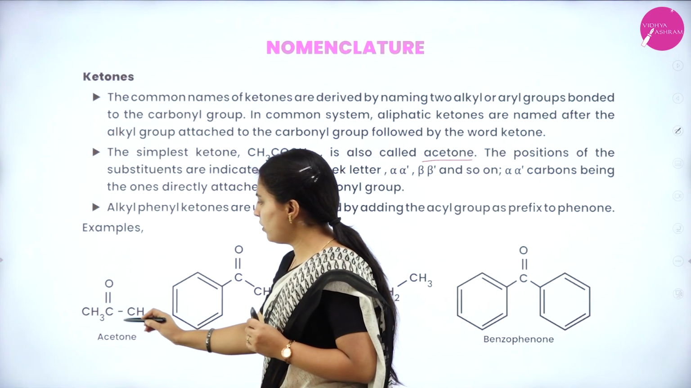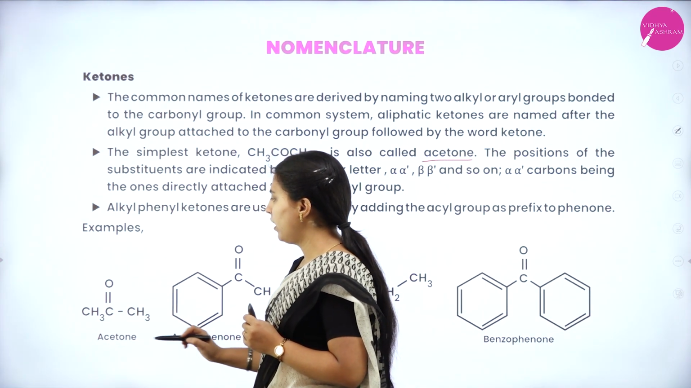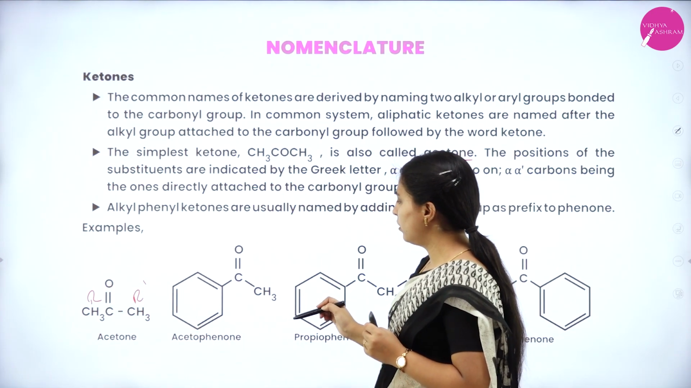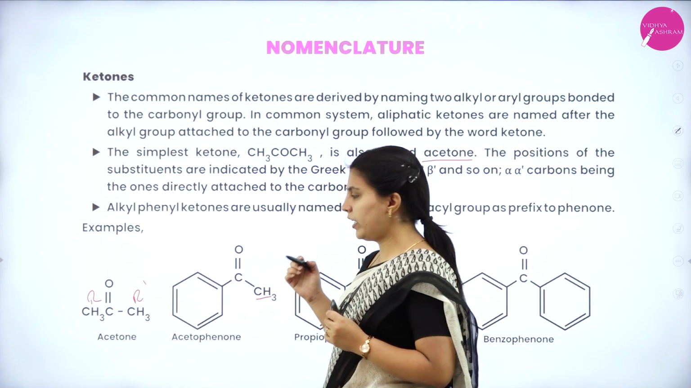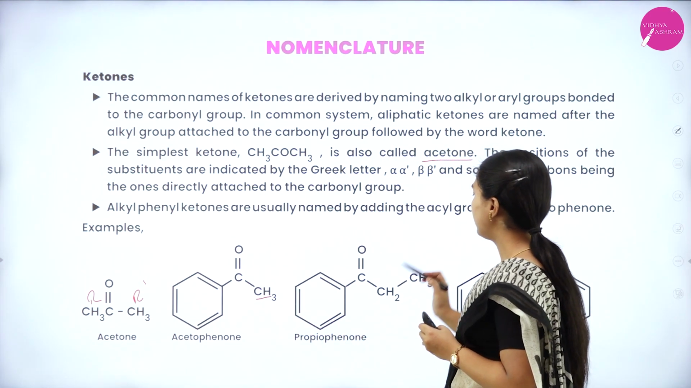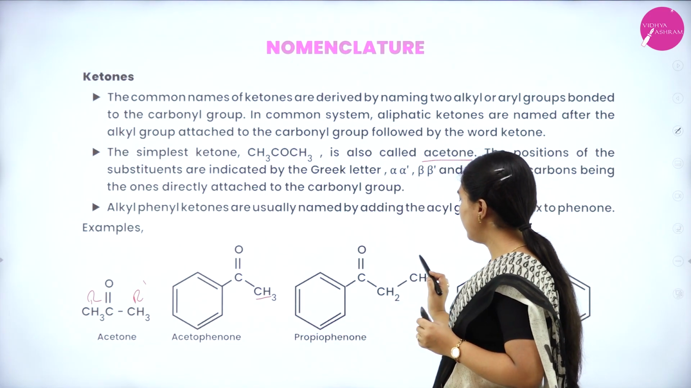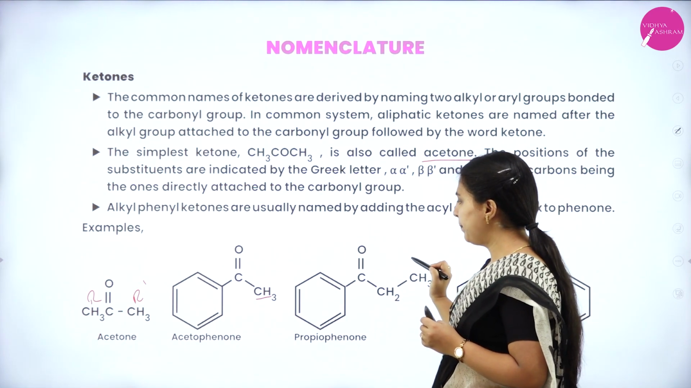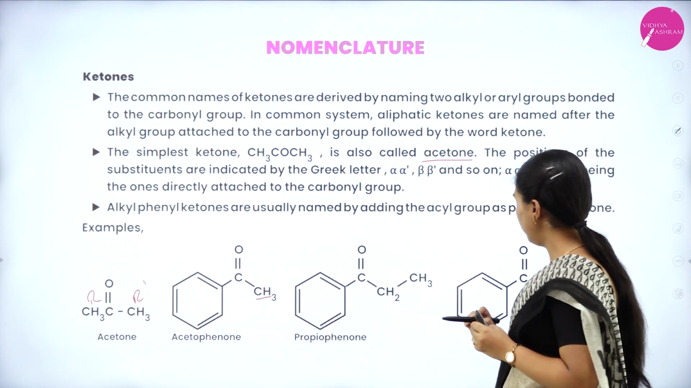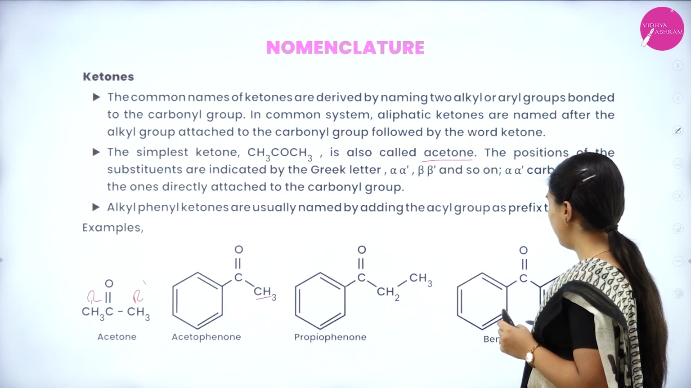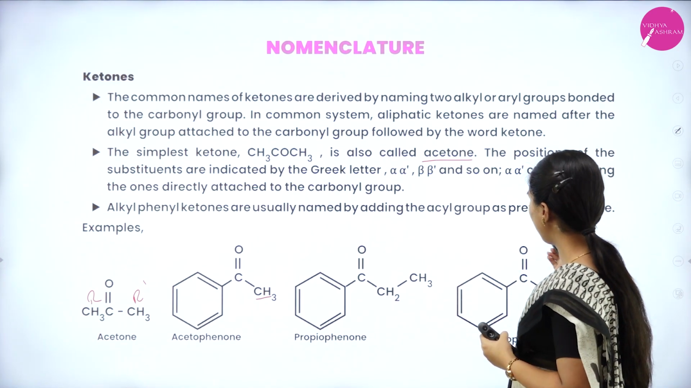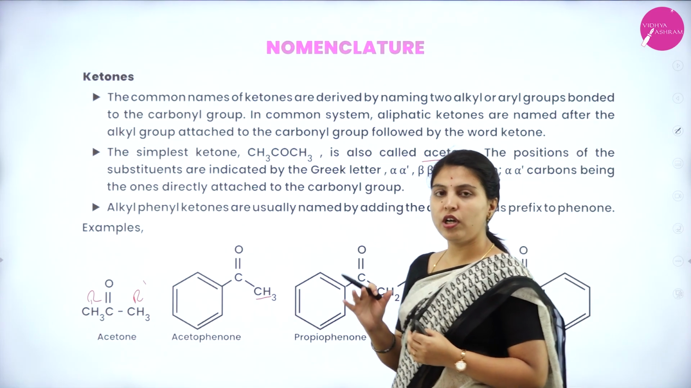See here, acetone CH3COCH3, this is R and this is R dash. Acetophenone: this is CH3 and this is phenone. This is propiophenone, because meth, eth, prop, and this is phenyl. And this is benzophenone. One side benzene, another side phenyl group is attached, so it is named benzophenone. These are all common names.